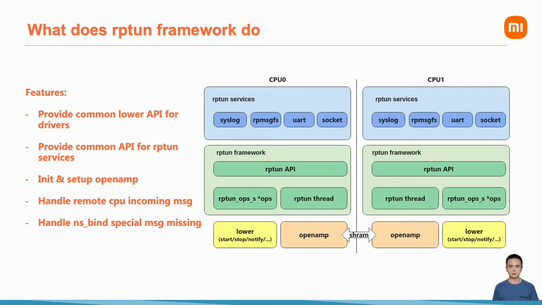Let me explain the NS bind special message. In OpenAMP, before sending a message, we need to create a talk channel for two users. This channel is called an endpoint. Creating an endpoint is actually sending a special message called NS bind. The question is, if the NS bind message comes but the user hasn't been set up, then the message will be missing. So I use a list to handle this situation. Okay, next.